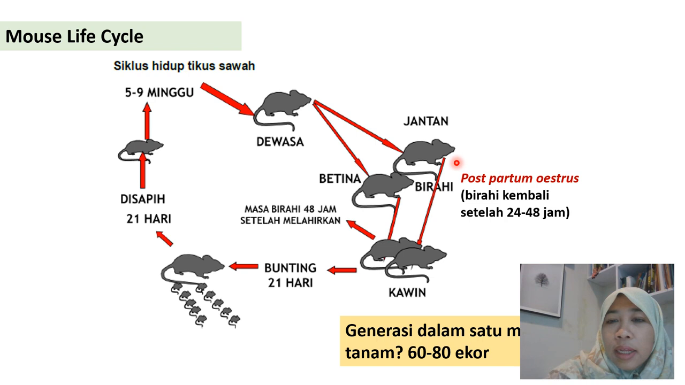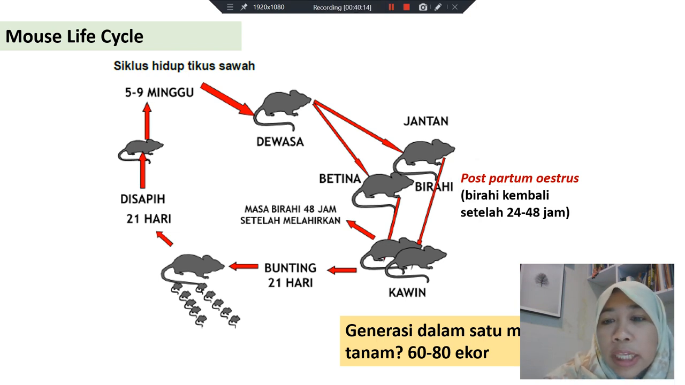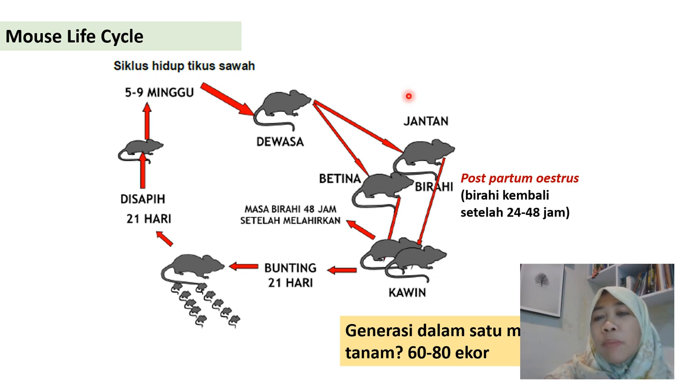This is the one thing that you have to know: postpartum oestrus. It happens in a female rat. What is postpartum oestrus? Postpartum oestrus is the ability of the female to be in heat after they give birth.